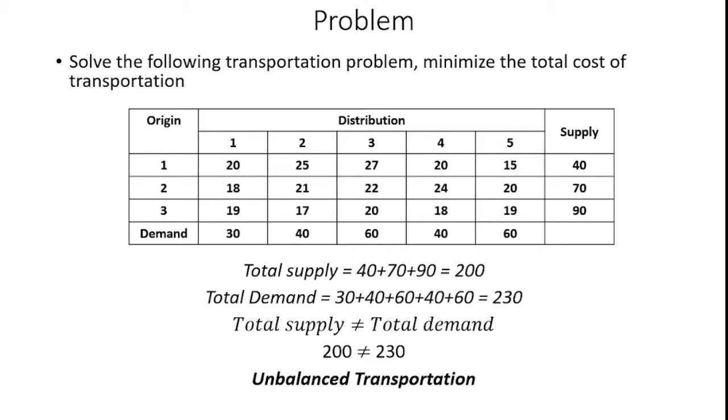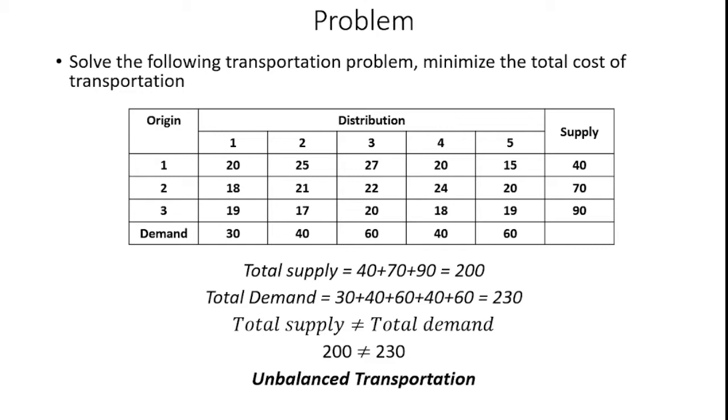With respect to the 3 origins, there are 3 supplies, which are 40, 70 and 90, available in the problem data. And the demands are 30 from distribution center 1, 40 from distribution center 2. Likewise, 60, 40, 60 are given with respect to the 3rd, 4th and 5th distribution centers. Likewise, the data are available with the problem.